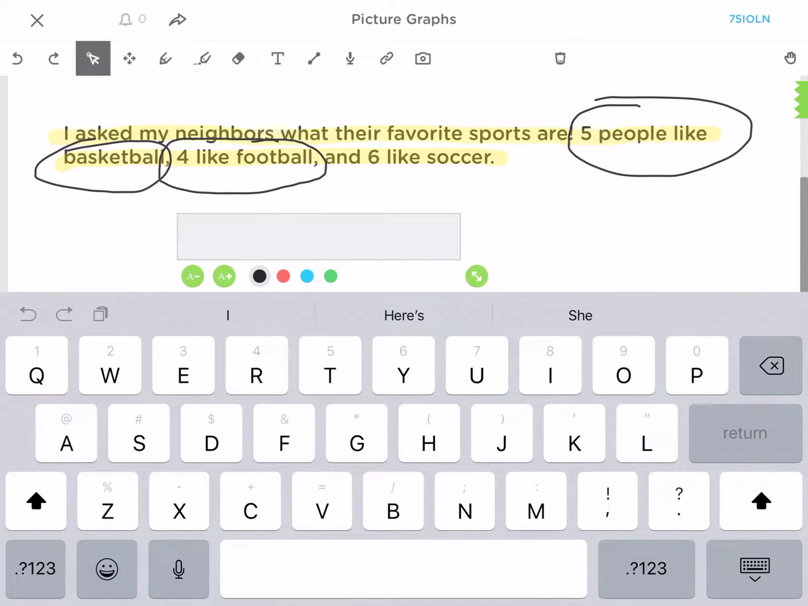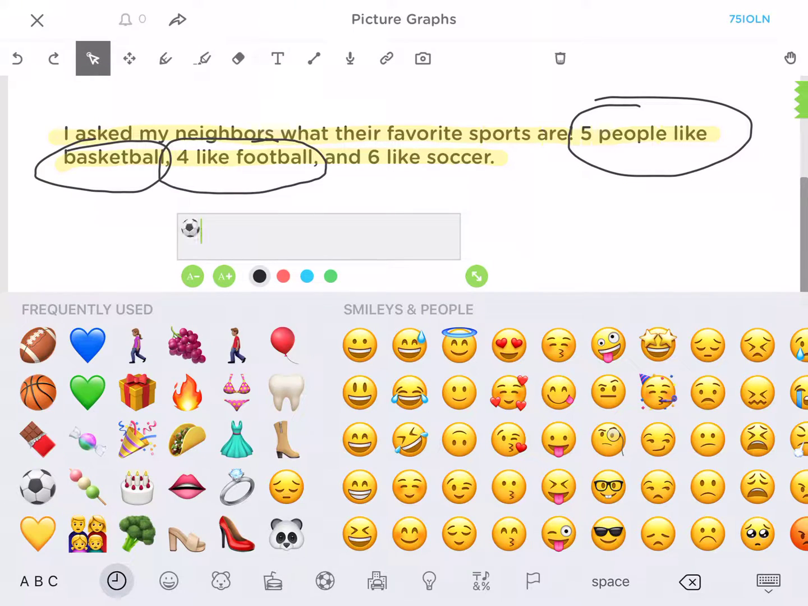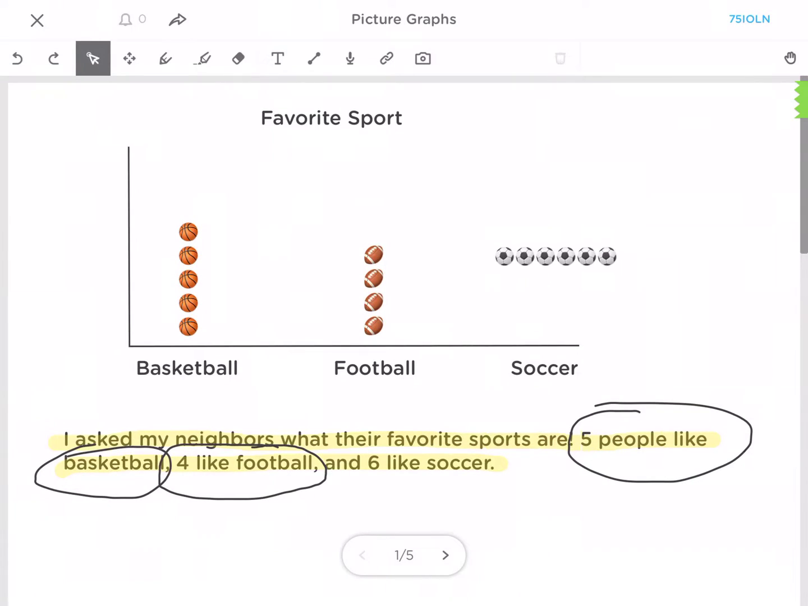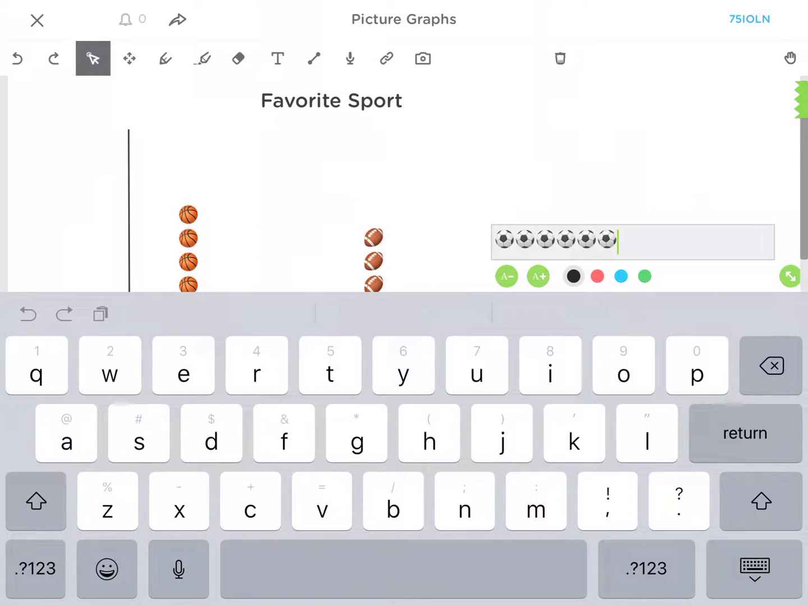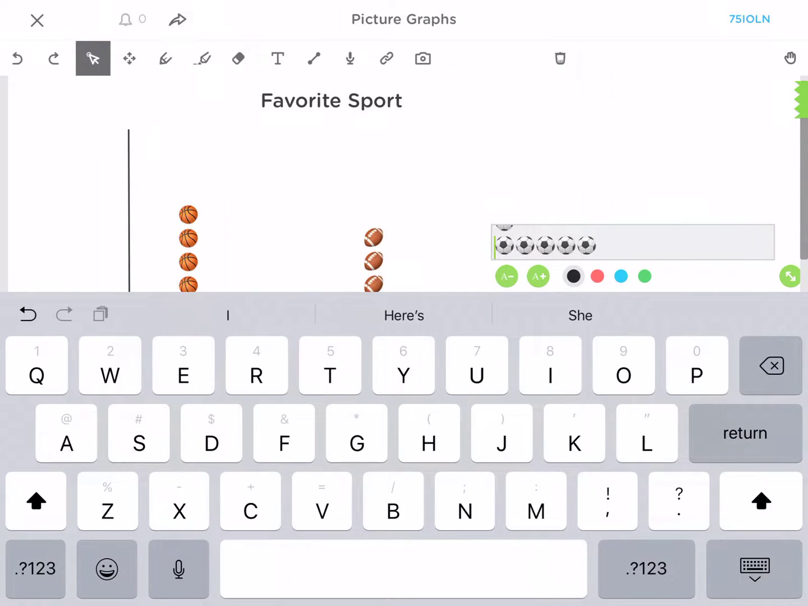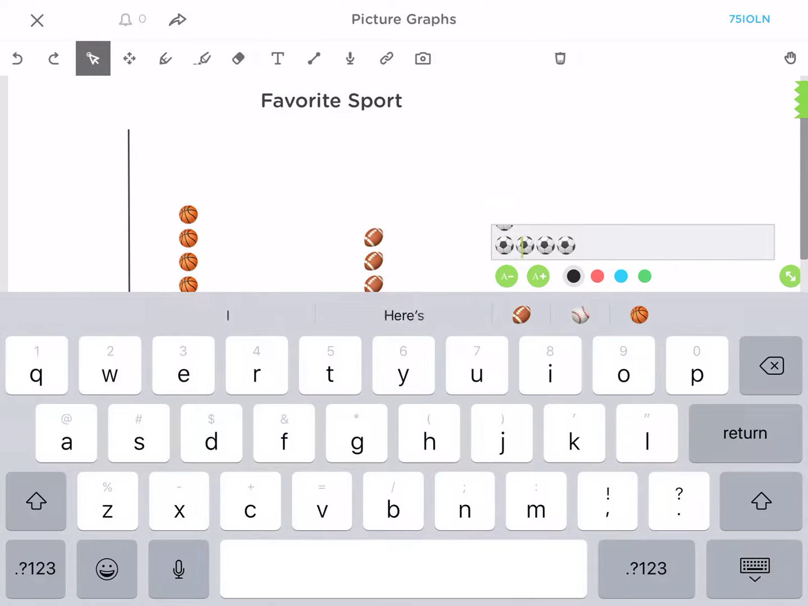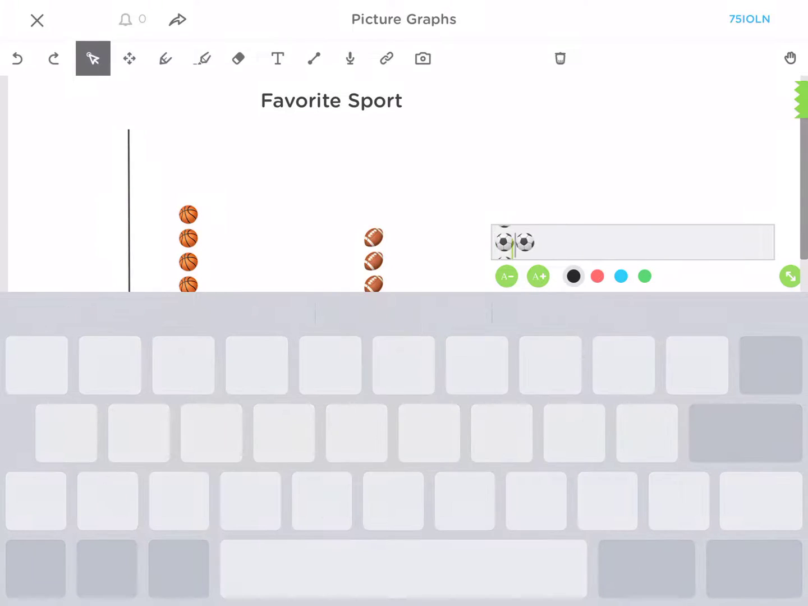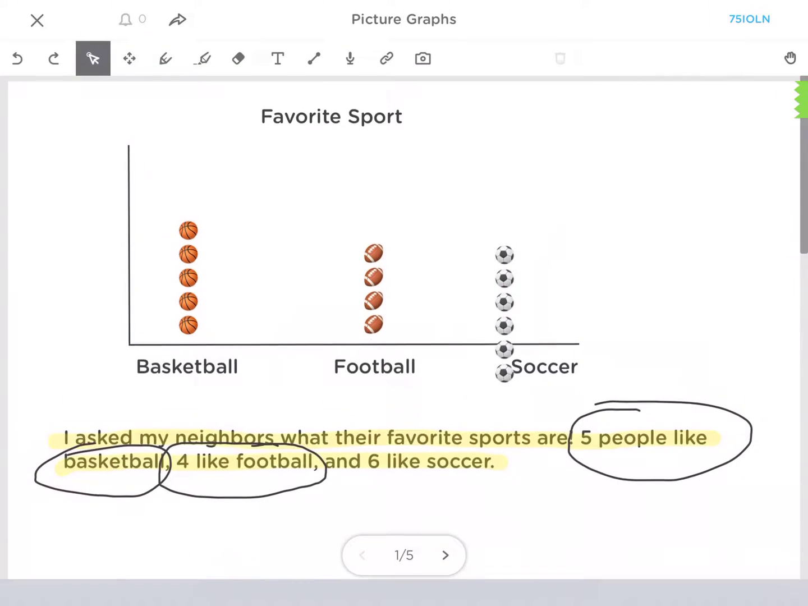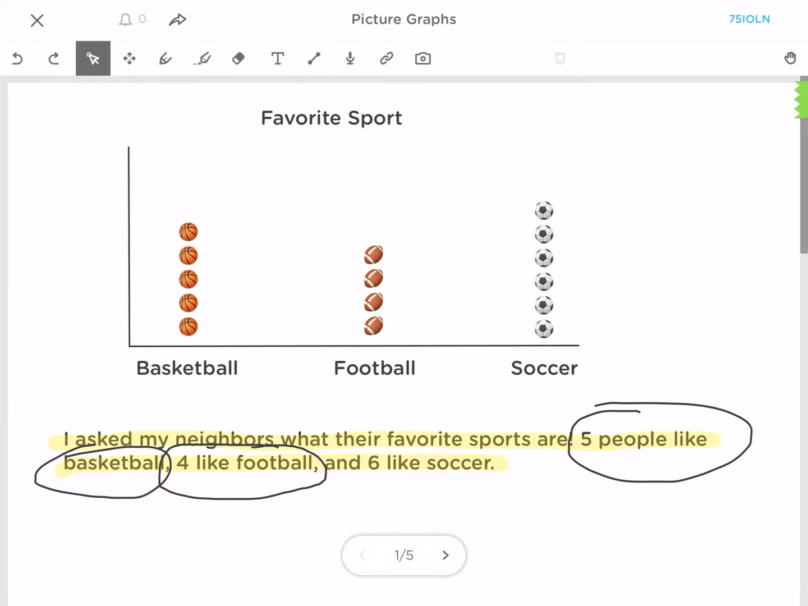Okay, last, how many people like soccer? 6 people like soccer. Here we go. 1, 2, 3, 4, 5, 6. Okay, let's stack them so it's easy to compare. Whoops. There we go. All right.